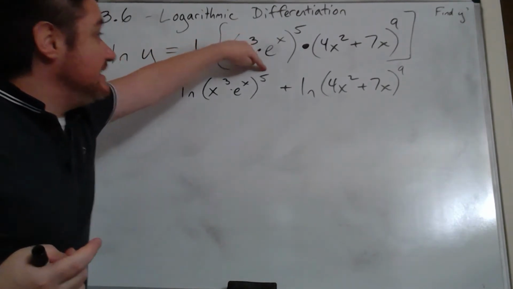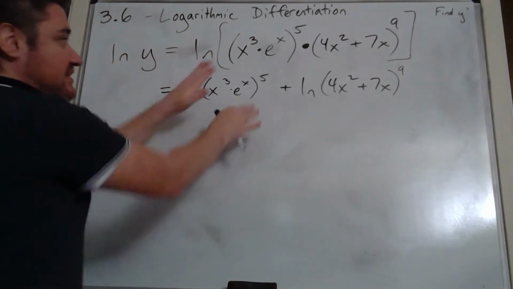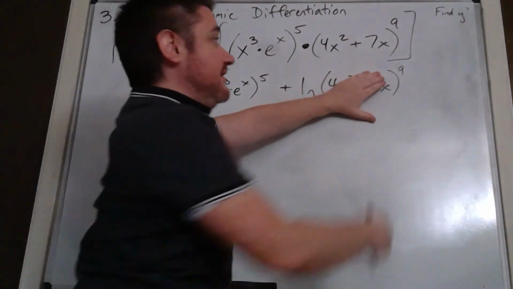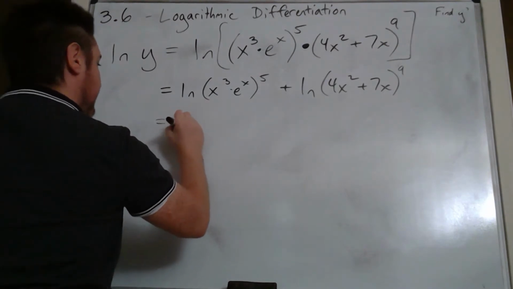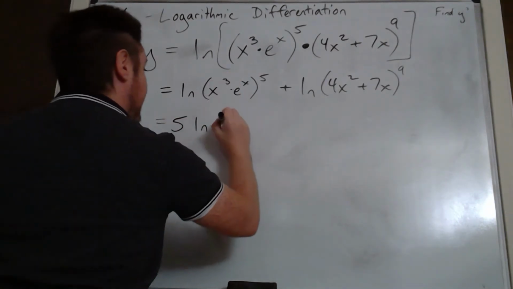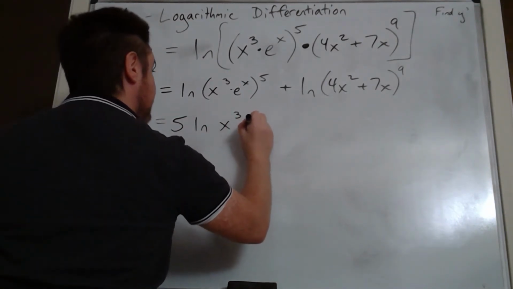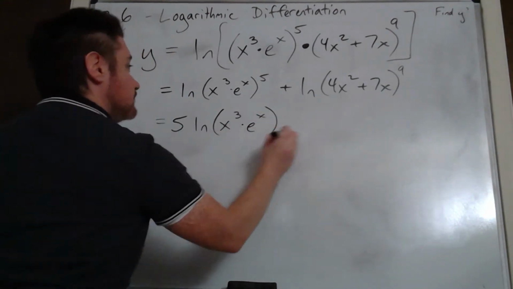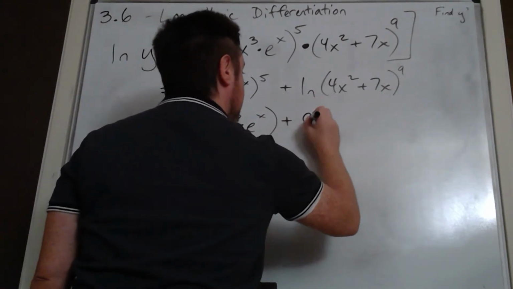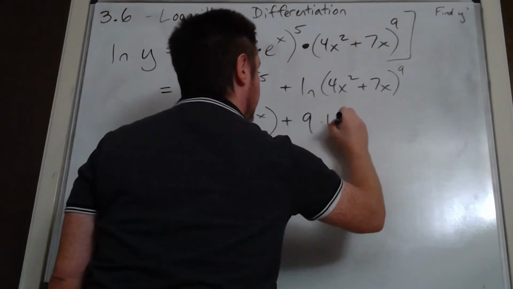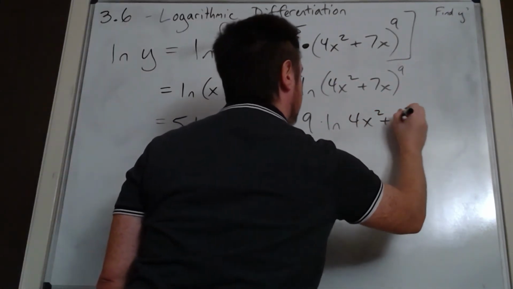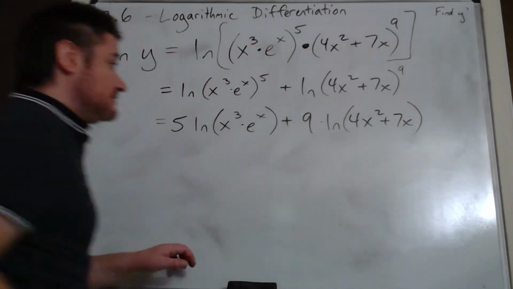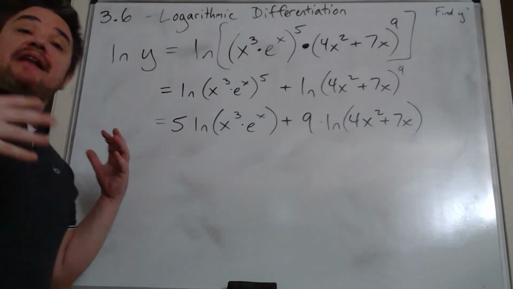I can bring this 5 down, right? I've got a log of something to the fifth, and then I've got a log of something to the ninth. So I can bring both exponents down. So let's do that too. So let's say 5 times natural log of x cubed times e to the x plus 9 times natural log of this, 4x squared plus 7x. Okay. Can I go any further?